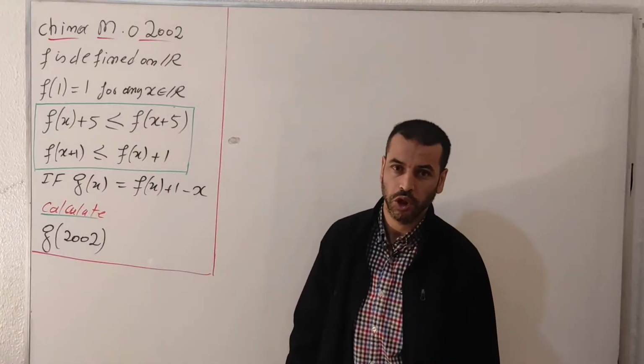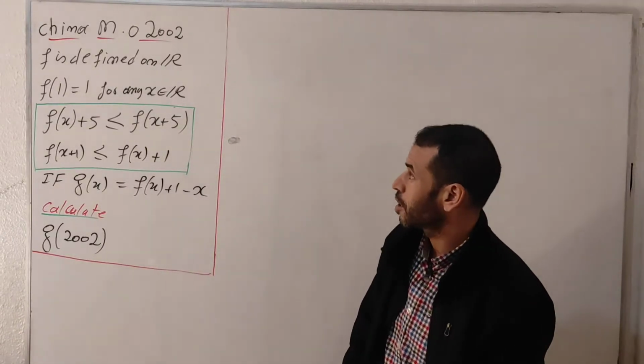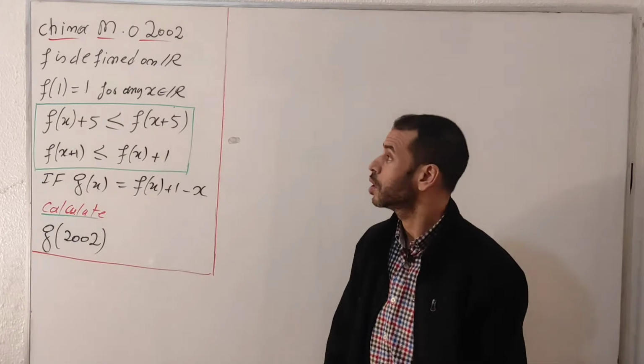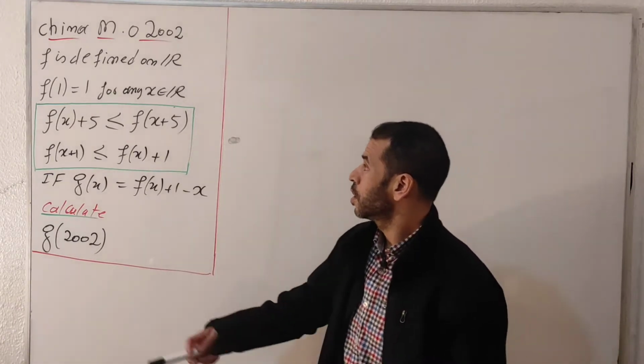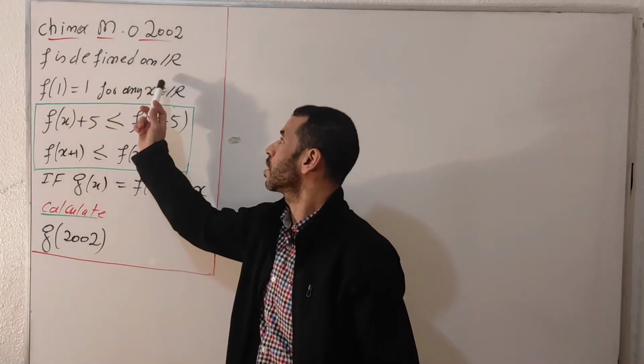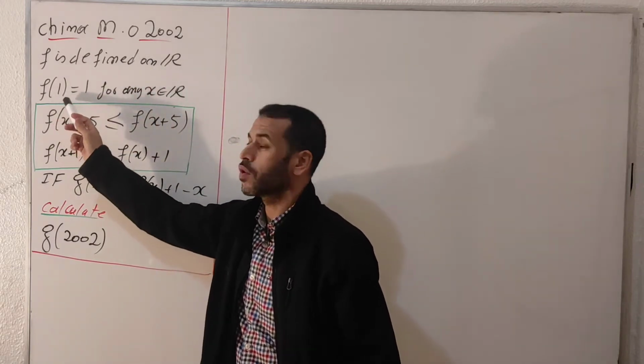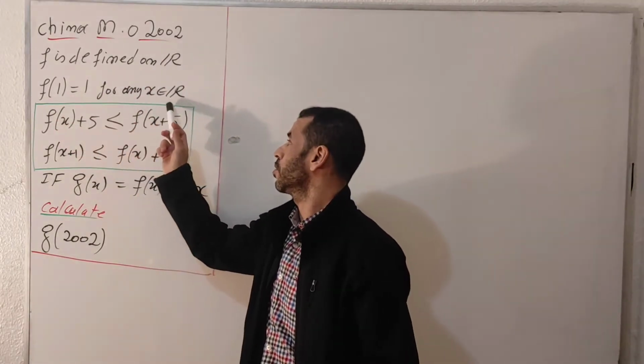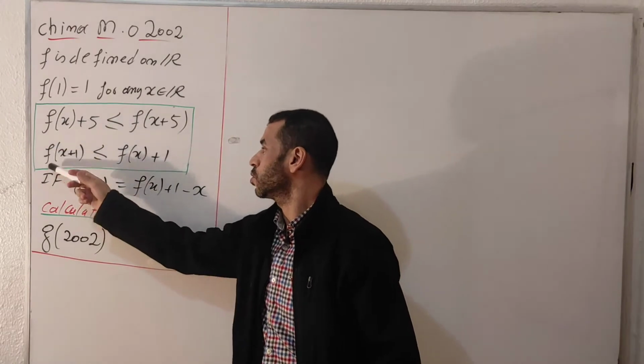In today's video, I would like to introduce a very nice problem from the China Mathematical Olympiad 2002. Here is the following information. Let f be defined on the real numbers, with f(1) = 1. For any real number x, we have these two statements.